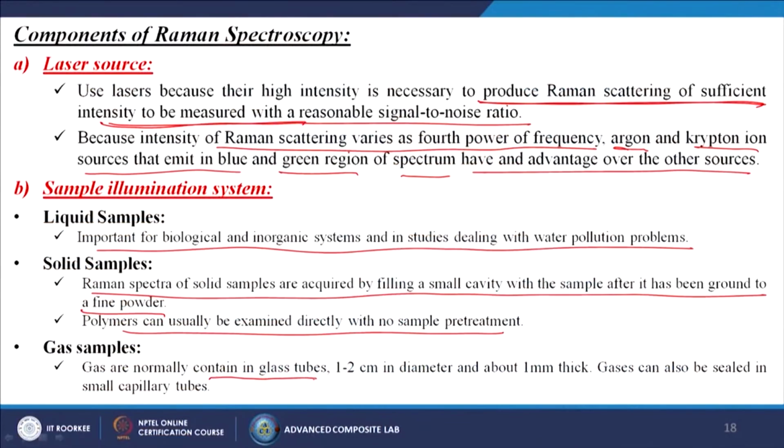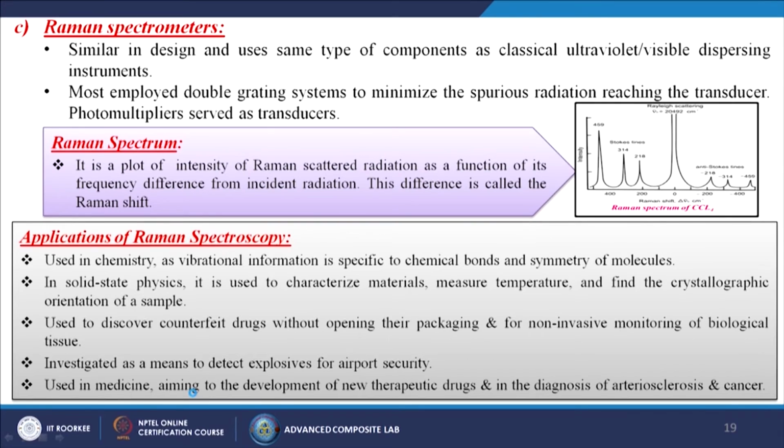Gas samples: gases are normally contained in glass tubes 1 to 2 centimeters in diameter and about 1 millimeter thick. Gases can also be sealed in small capillary tubes. Then Raman spectrometers are similar in design and use the same type of components as classical ultraviolet or visible dispersing instruments. Most employ double grating systems to minimize the spurious radiation reaching the transducers.